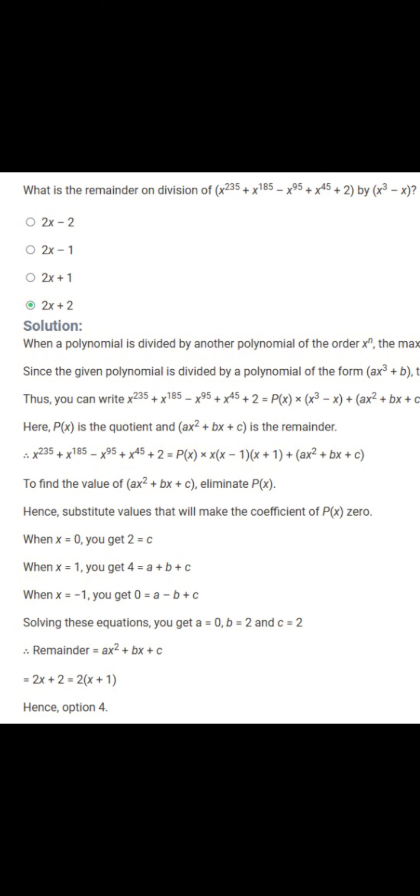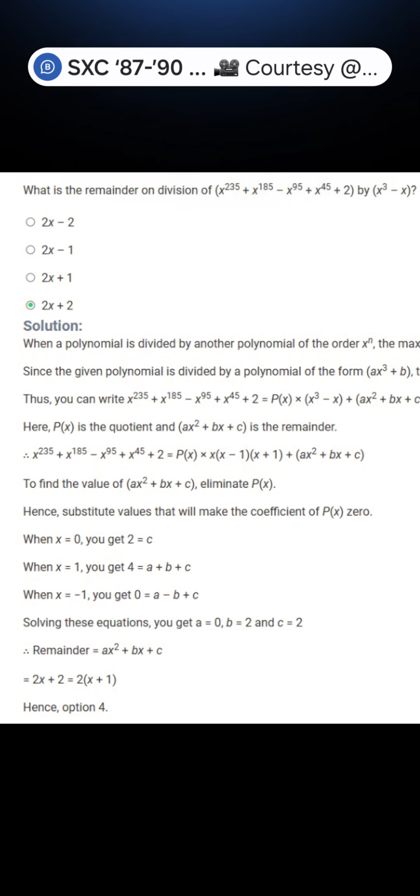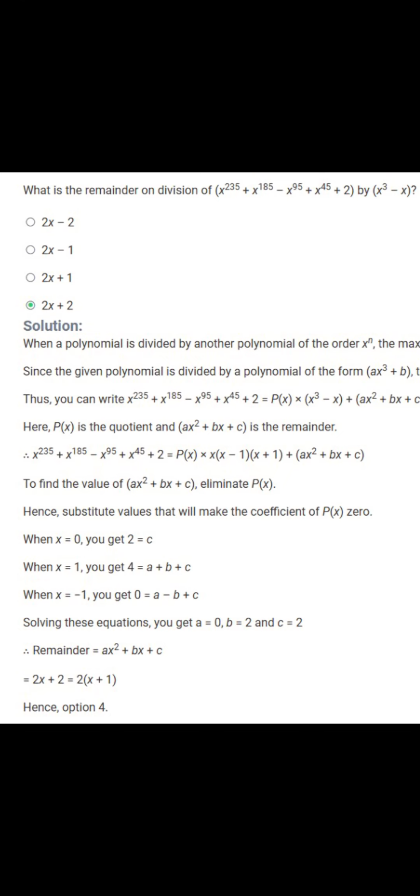When we take x as 0, we get c equal to 2. If we put x equal to 0 in the above equation, we get the value of c as 2. If we put the value of x as 1, we get a plus b plus c equal to 4. And when we put the value of x in the above equation as minus 1, we again get left hand side is 0 and right hand side is a minus b plus c.